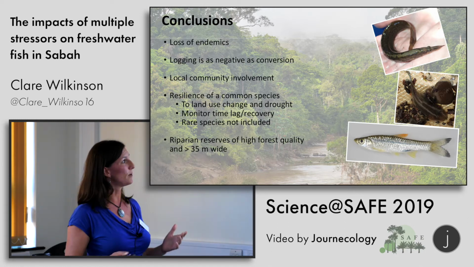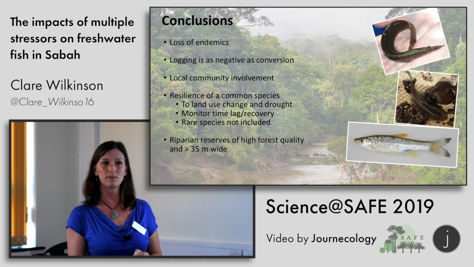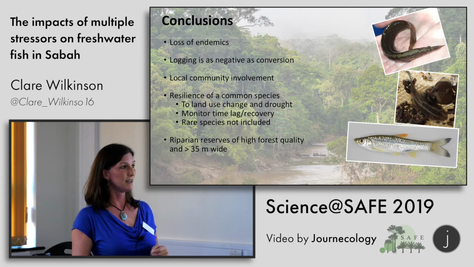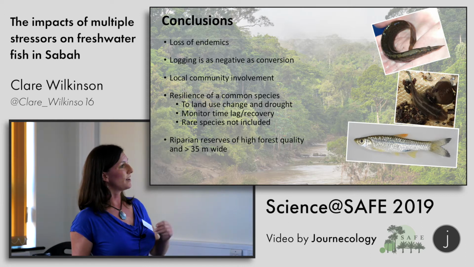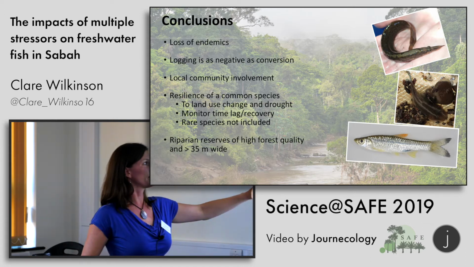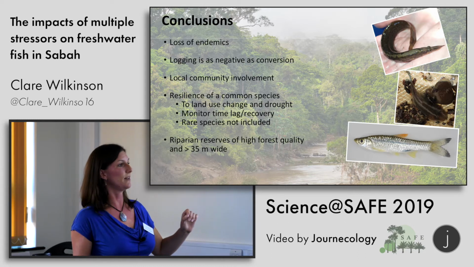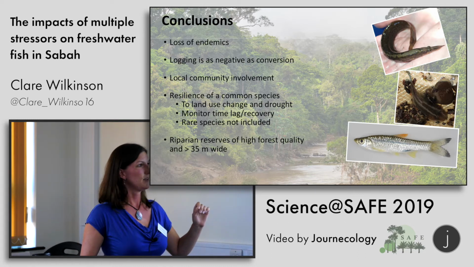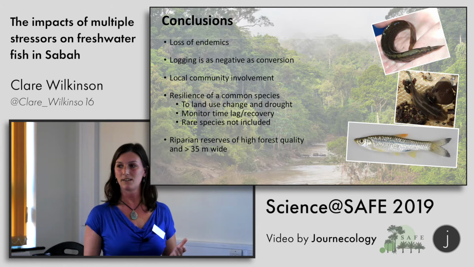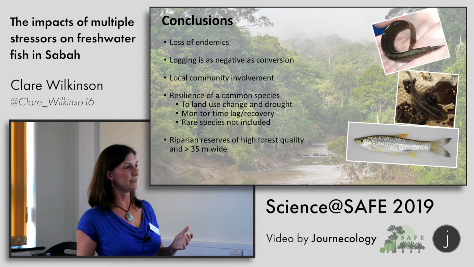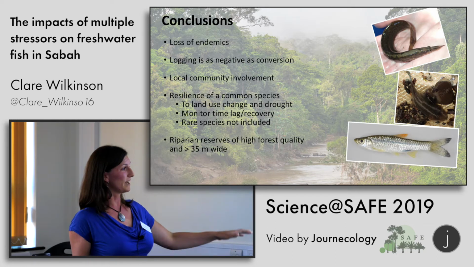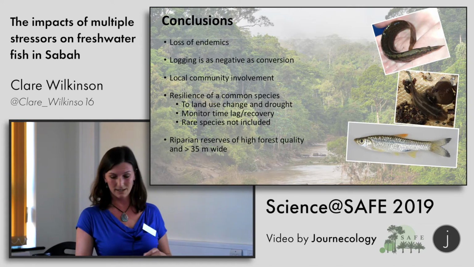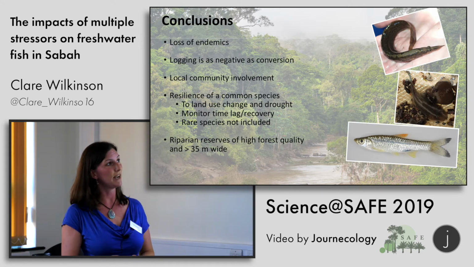I think it will be really important to keep the local community involved with freshwater fish research, because they might be impacting and fishing in all the different areas. And although we showed that Everetti was fairly resilient to both drought and land use change, it was the only species I could model doing that, and it's probably the rare and endangered species that are the most impacted, so more research is needed. And I advocate riparian reserves of high forest quality and more than 35 metres wide on either side.